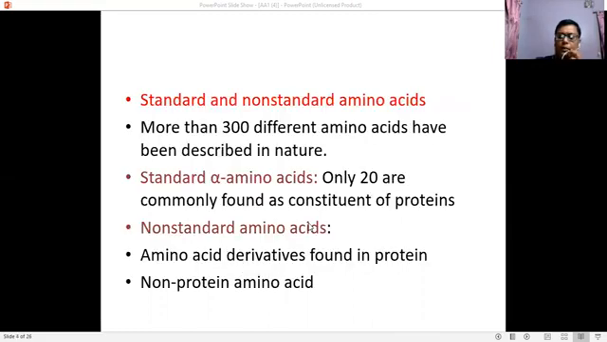So there are two types of amino acids: standard amino acids and non-standard amino acids. In our biological system, more than 300 amino acids are present, but among them only 20 are alpha amino acids and they are natural amino acids. So they are called standard alpha amino acids. The rest are non-standard amino acids. So these are amino acid derivatives found in protein and non-protein amino acids.